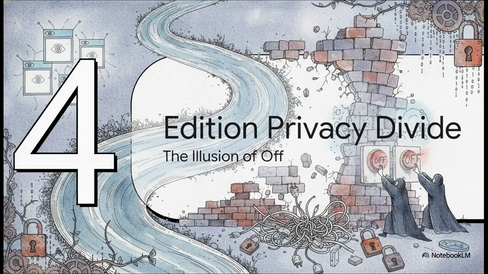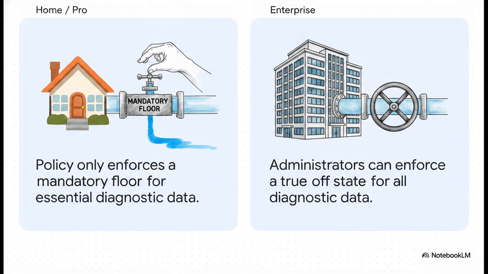Section 4, the Privacy Divide, or as I like to call it, the illusion of the off switch. So this brings us to probably the most critical misconception about Windows 11 telemetry, the idea that every version of Windows behaves the exact same way. Let me be clear, they absolutely do not.